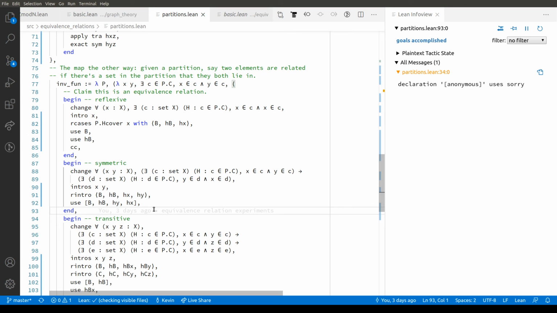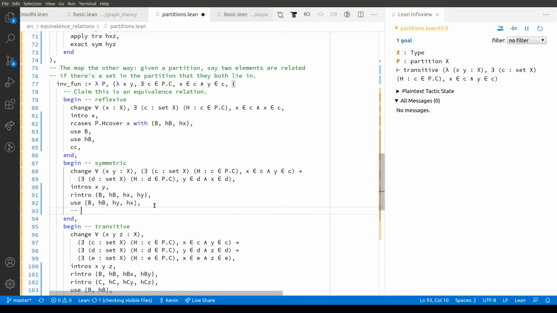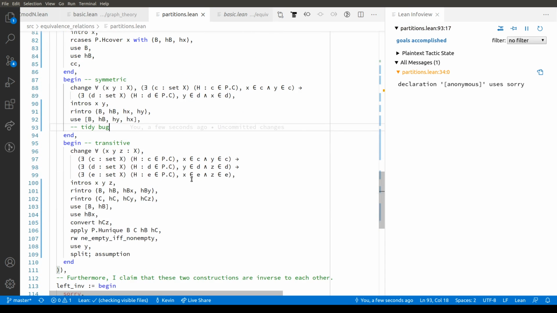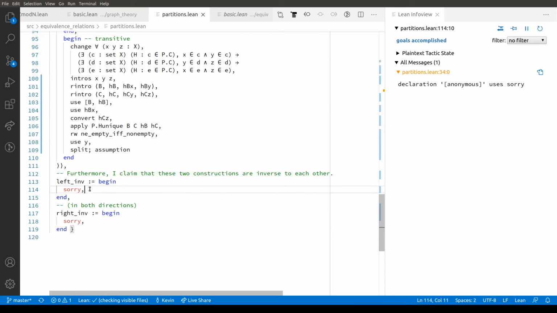Right. So in fact, that's a bug report. So this is a tidy bug. There's some weird bug in the AI I was using. So I guess that's an hour. So I'm going to stop.